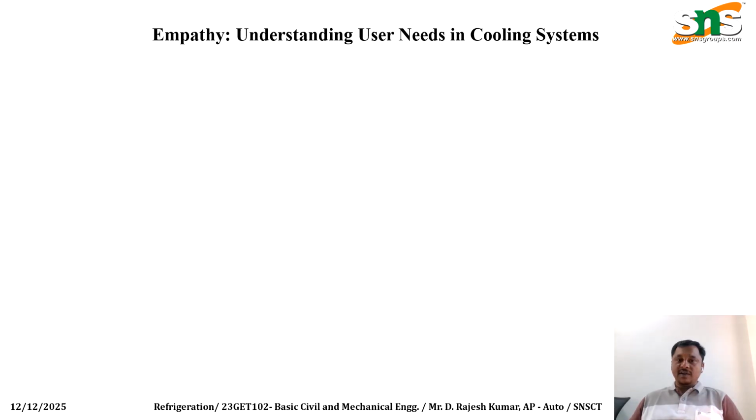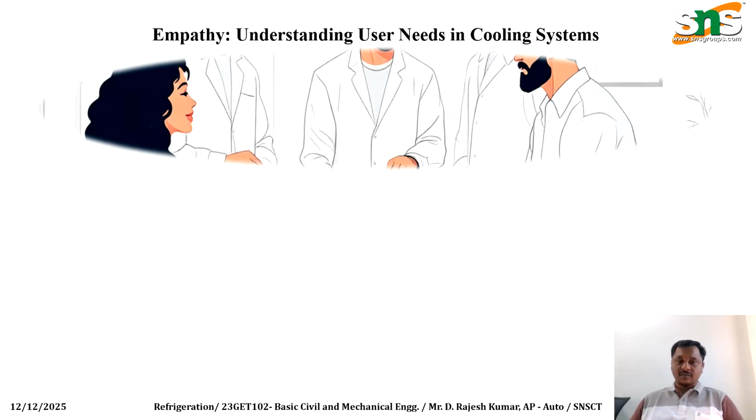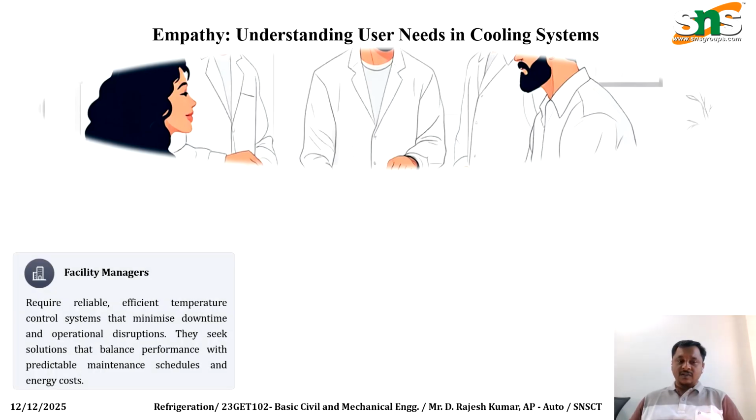In the empathy part, we should know what the needs in the cooling system are. The first thing is the facility managers. Here the facility managers require reliable and efficient temperature control systems that can minimize downtime as well as operational disruptions. The facility managers are nothing but our refrigerators. They provide the cooling effect.